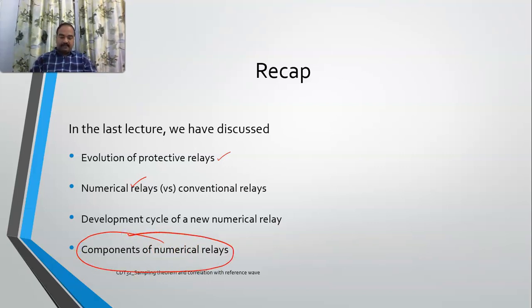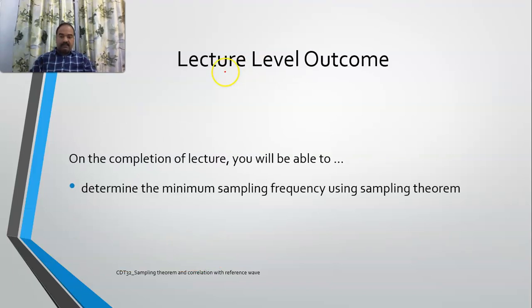We have seen that the important components are the instrument transformers, the anti-aliasing filters, the multiplexers, the sample input circuits, and the ADC converters. We have discussed the functions of all these components in the last lecture. In today's lecture, we will see the sampling theorem. I hope that by the end of this lecture, we will be able to determine the minimum sampling frequency using the sampling theorem.